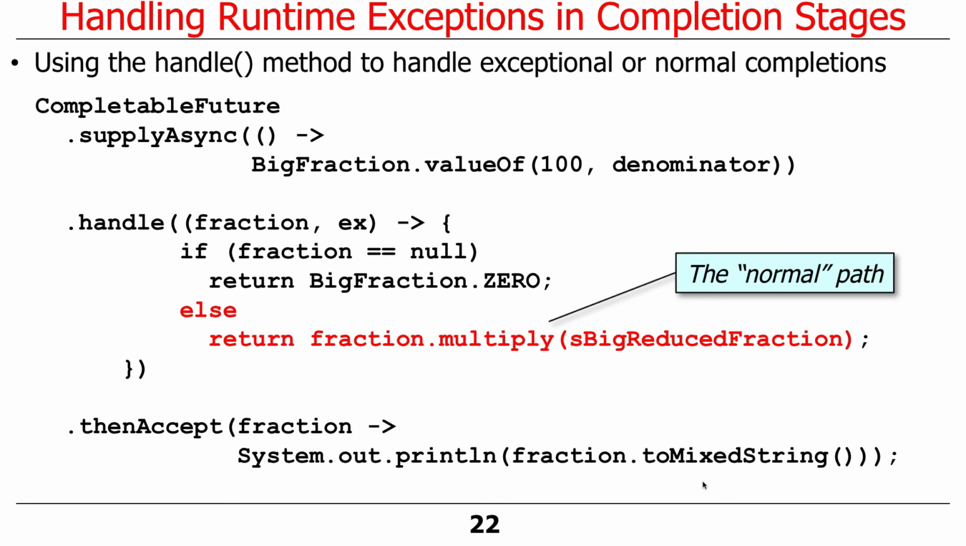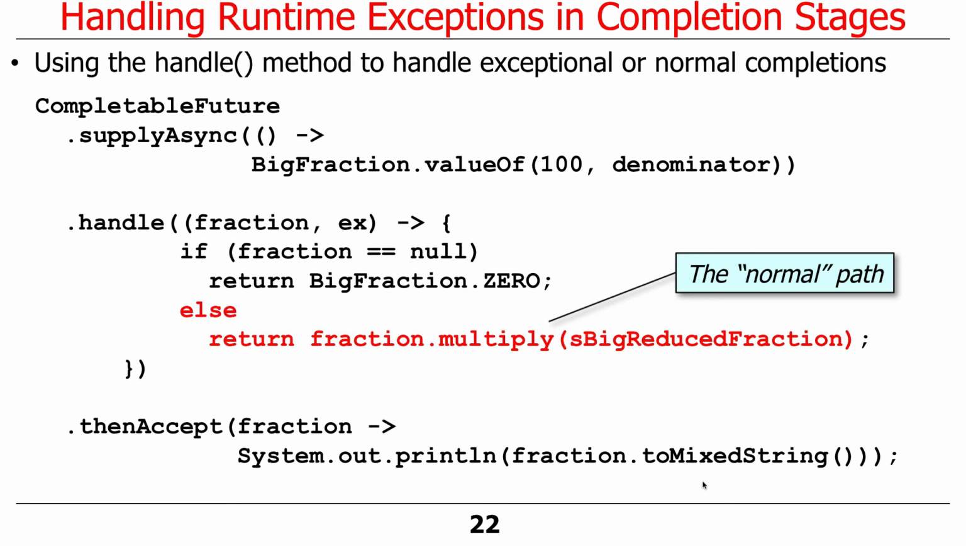You really don't want to have null results. That would be bad. So if an exception is thrown, then the fraction will just be set to null. That's how you know an exception was thrown.